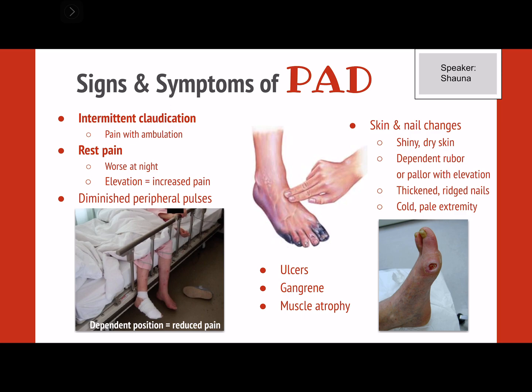Peripheral pulses may be diminished or absent. Skin may be shiny and dry, and extremities will have a dusky red color in the dependent position or pallor when they're elevated. Extremities tend to be cold due to the lack of blood flow. Deep circular ulcers may occur, often on the tips of the toes, toe webs, or heel, and gangrene occurs from long-term tissue ischemia.